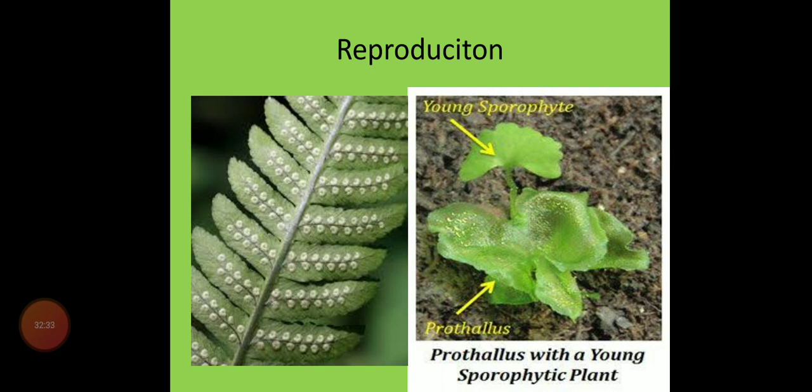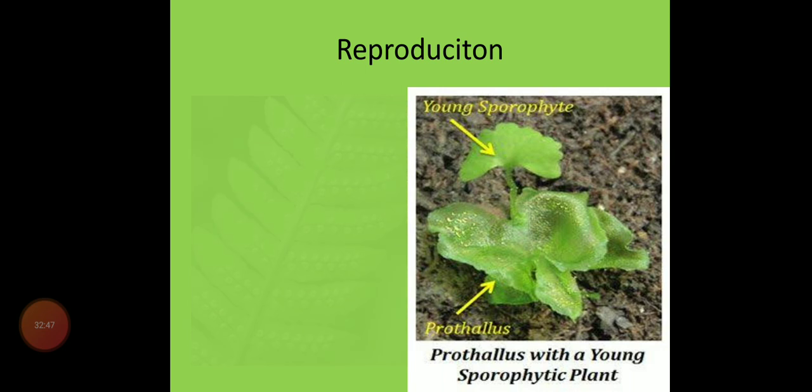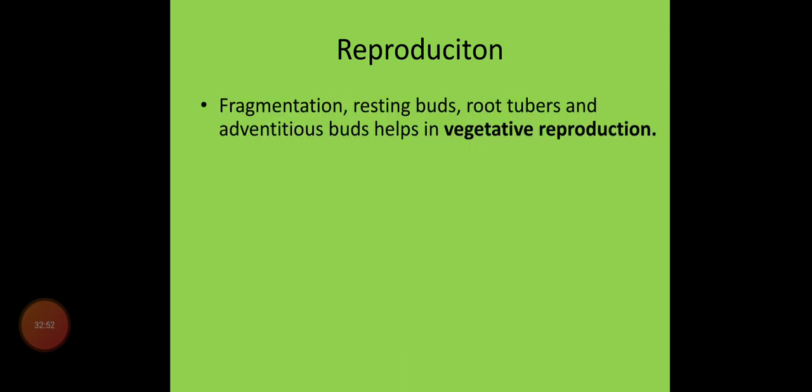The spores develop into a prothallus. See the next picture, prothallus. Prothallus is nothing but the first formed thallus. From the prothallus, the plant body develops into the sporophytic generation. So we briefly learn about reproduction in Pteridophytes. Pteridophytes show both vegetative and sexual reproduction.